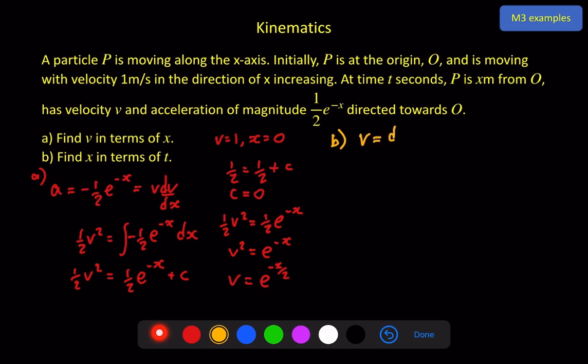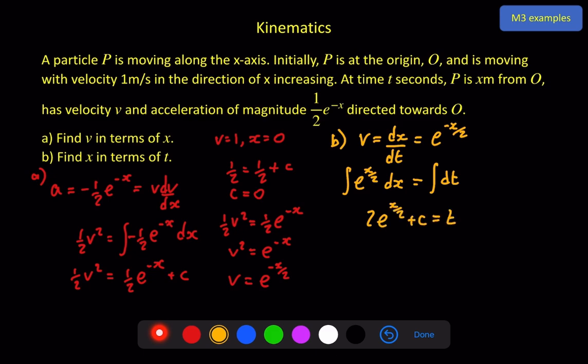So v is equal to dx by dt, and that is equal to e to the minus x over 2. The difference here is that our expression for v is in terms of x, so we're going to need to bring that on the other side, and dt will be by itself. So a very easy integral there, and whatever the expression is on this side to integrate gives us 2e to the x over 2 plus c is equal to t.